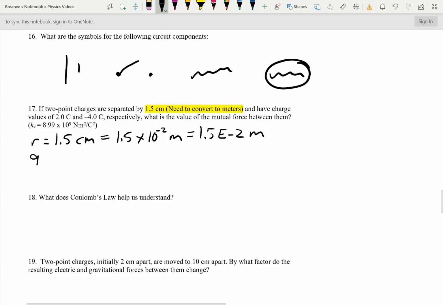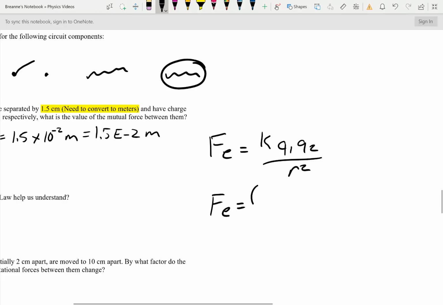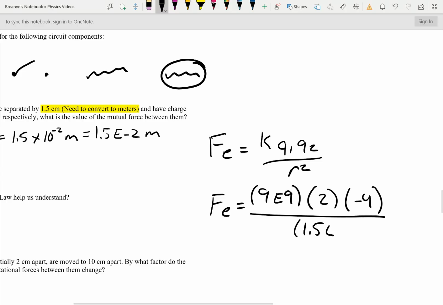And it gives us Q1. Does it matter which one is Q1 and Q2? Hopefully you said no. It gives us Q1 and Q2, and then it gave us our constant. So the equation that we'll be using is your Coulomb's law formula: force equals the constant, Q1, Q2 over R squared. We're looking for our force. So our constant, Q1, Q2, over distance squared.